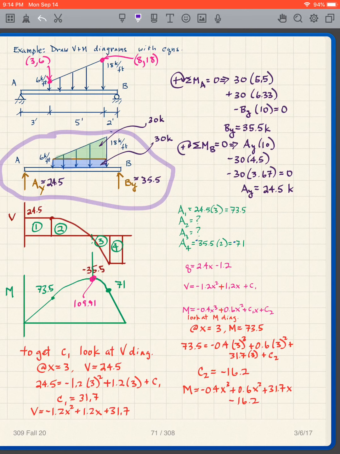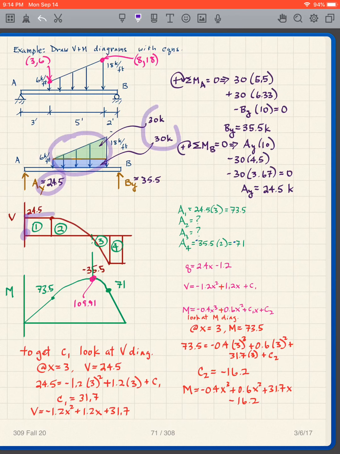So what do I do? I start at 0, I go up 24.5. I know that this total load is what? It's 30 plus 30 is 60. So I need to go down 60 from there. So I'm going to go down 60, which is going to take me to negative 35.5.